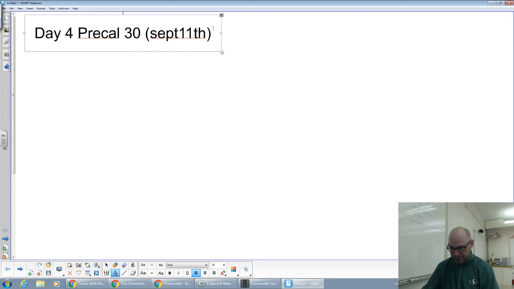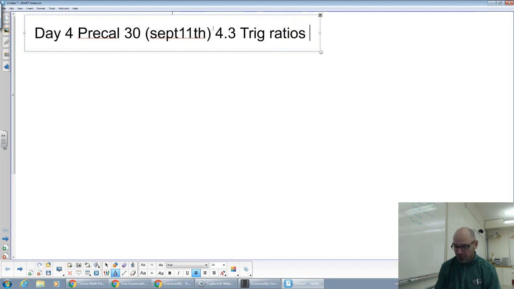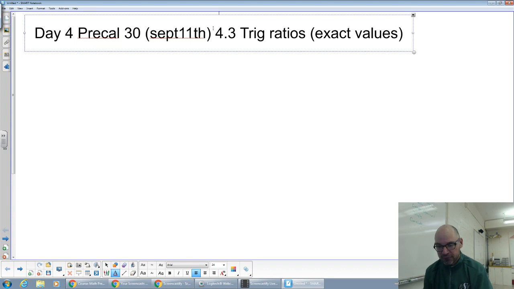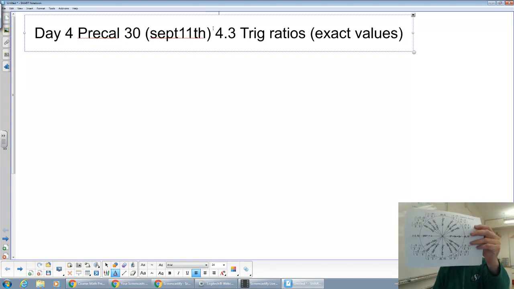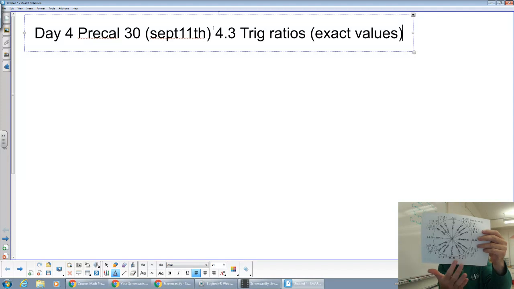So this is Pre-Cal 30, September 11th, day 4. What we're going to look at today is 4.3, basically the trigonometric ratios. Today we're going to focus on exact values, and then tomorrow we're going to focus on approximate values. Exact values means roots and fractions and radians and degrees being exact. The approximate ones are when you use your calculator and get decimal numbers. Exact values come from here. These are all exact values, all roots and fractions.